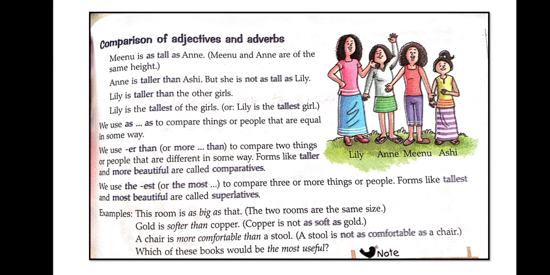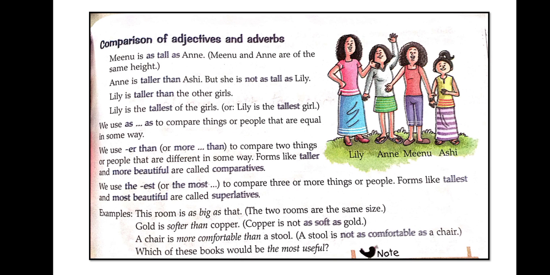Now we use est to compare three or more than three persons or things, right? When we are comparing three persons or three things, we can use est. For example, here we have used Lily is the tallest girl. After tall we have used est. In the same way, for beautiful we cannot use beautifulest, right? So we have to add most before beautiful for the superlative degree. So er we use for comparative and est for superlative degree.